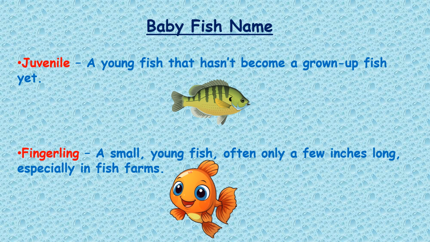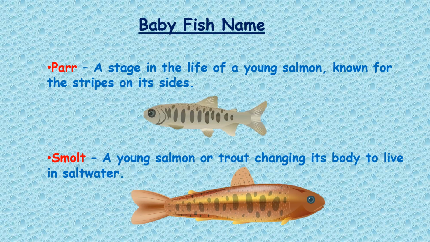Juvenile. A young fish that hasn't become a grown-up fish yet, which means not an adult. The fish is not an adult, still a small fish. We call it juvenile. Next is fingerling. A small young fish, often only a few inches long, especially in fish farms. We call it fingerling.